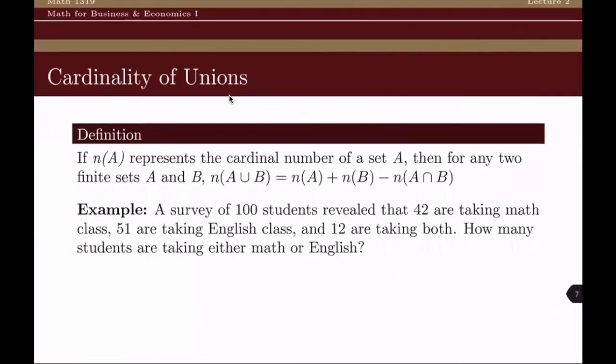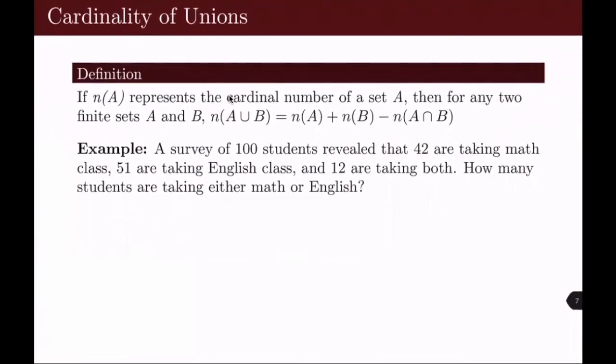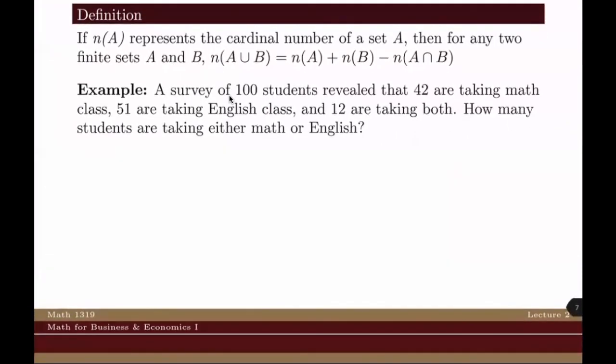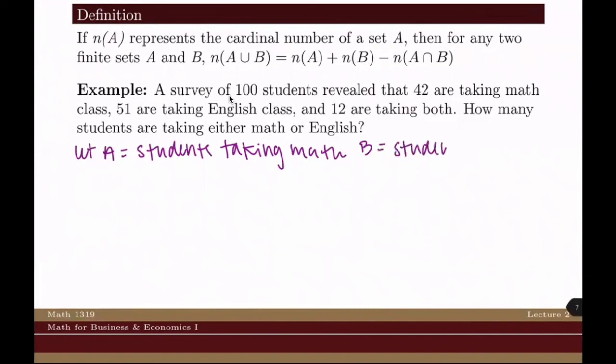Well, let's go through the example on this slide. A survey of 100 students revealed that 42 are taking math, 51 English, and 12 are taking both. How many students are taking either math or English? So let's let A be students taking math, and B be students taking English.